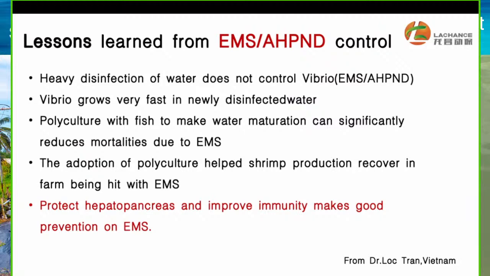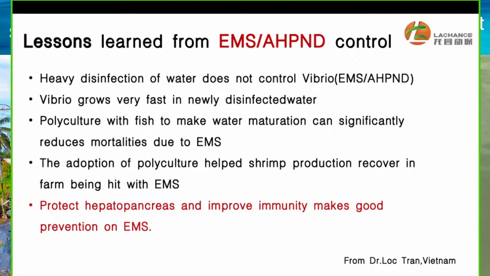What's more, polyculture with fish can help make the water mature. It can significantly help to reduce the mortalities caused by EMS. It's another method we can take, polyculture of fish with the shrimp. The adoption of polyculture will help shrimp production recover in farms already hit by EMS. That is the experience from Vietnam, because Vietnam is also a very early outbreak country of EMS and HPND, so it's their experience.